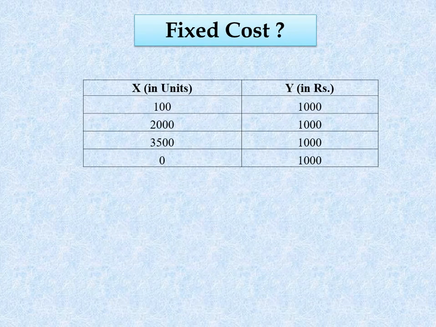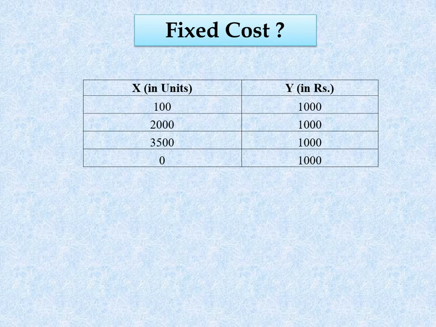Now let us consider one more example here. Again, X represents the units and Y is the total cost. When a unit is producing 100 units, the total cost is 1000. When the unit is producing 2000 units, the total cost is 1000. And when the unit is producing 3500 units, the total cost is 1000. When there is no production, the production is 0, the total cost is 1000.